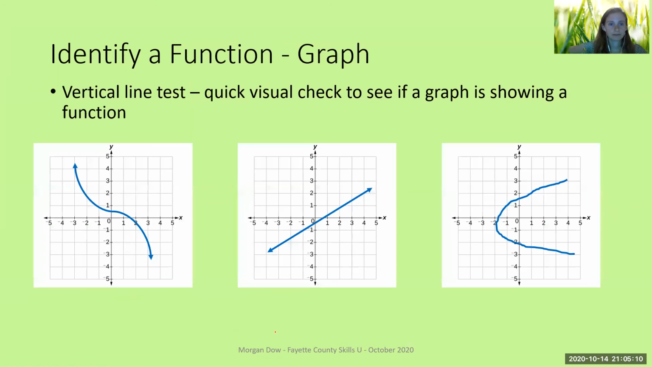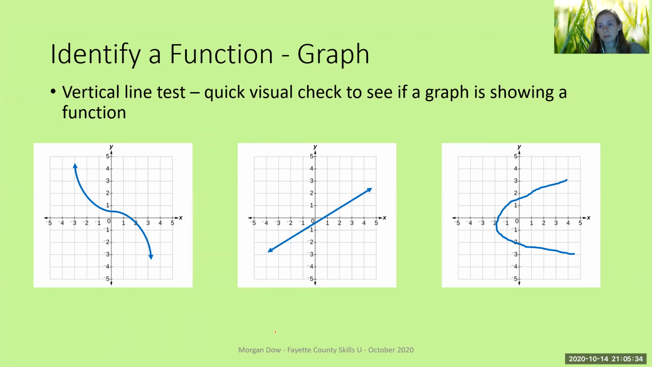All right. Now on to our last type of problem for today. This is where we're going to practice identifying a function using a graph. So instead of looking at a table, looking at a graph. And to do that, we use the vertical line test, which is a quick visual check that we can do to see if a graph is showing a function.